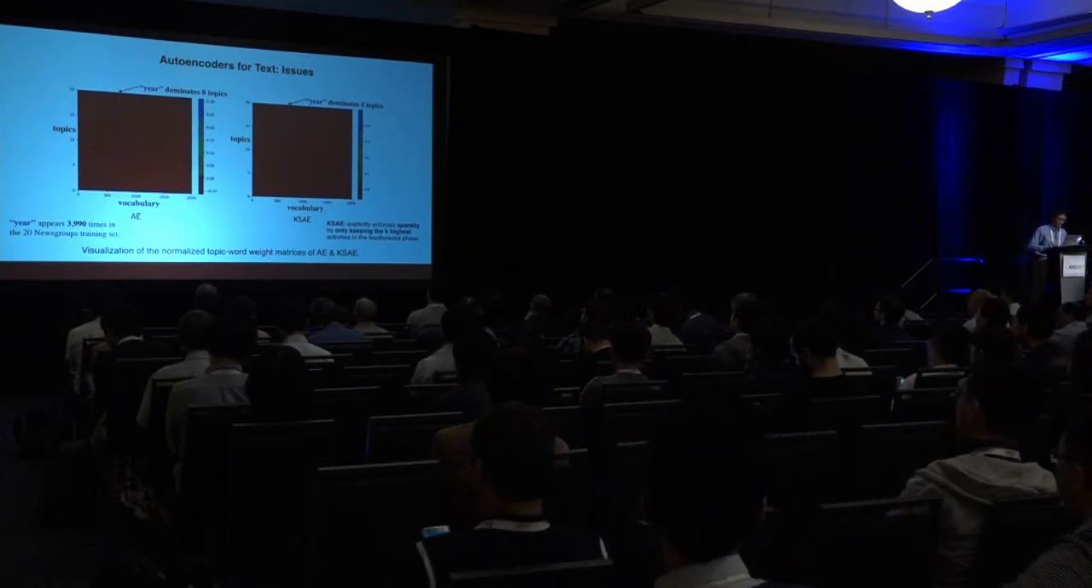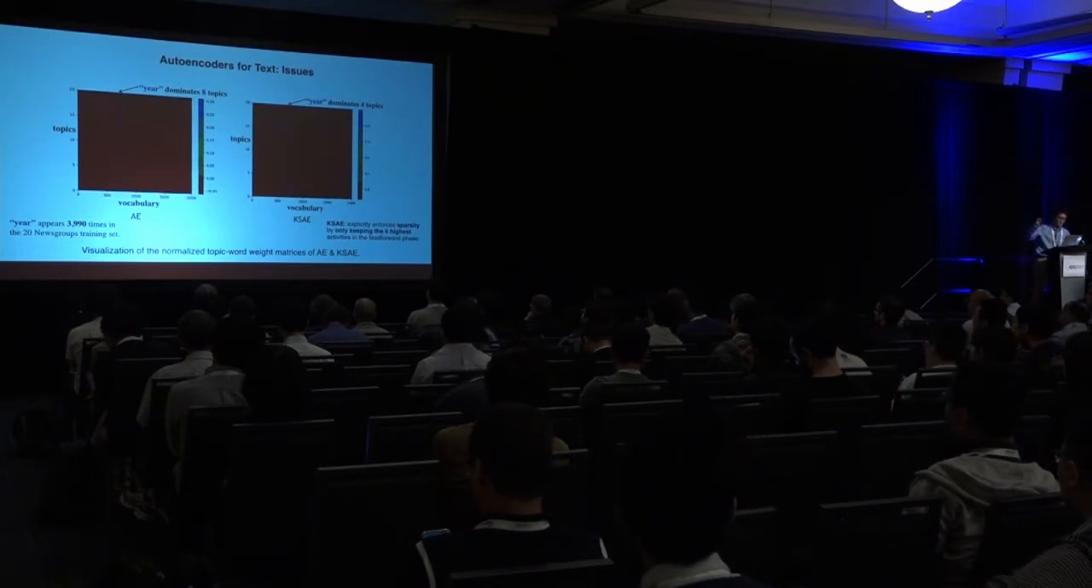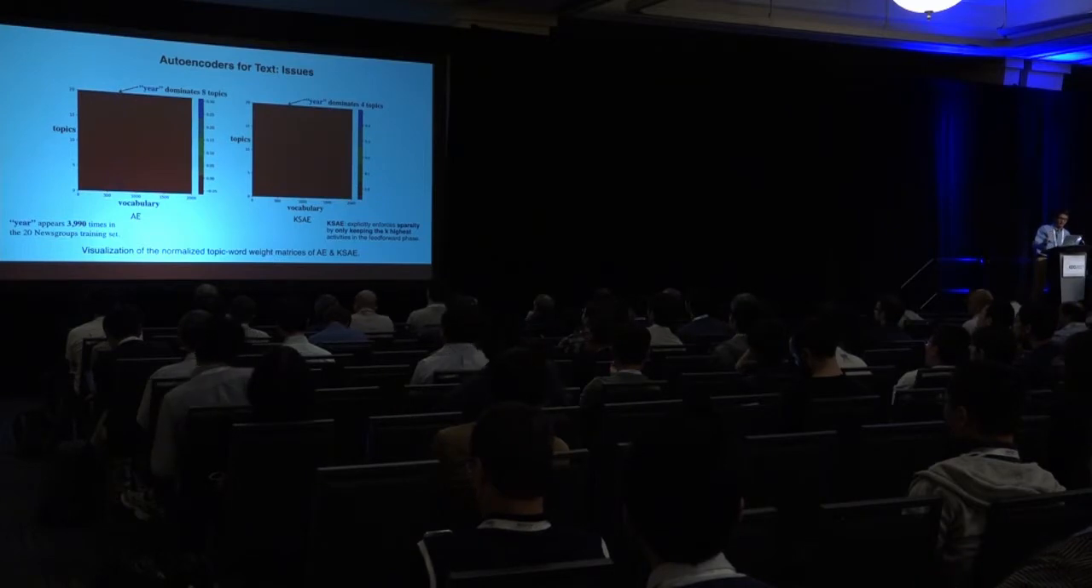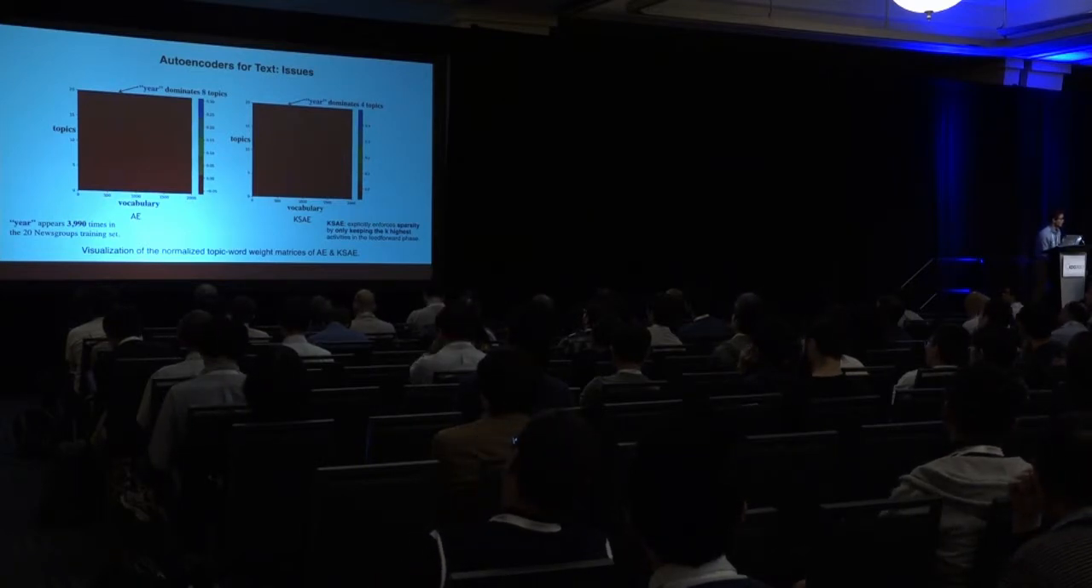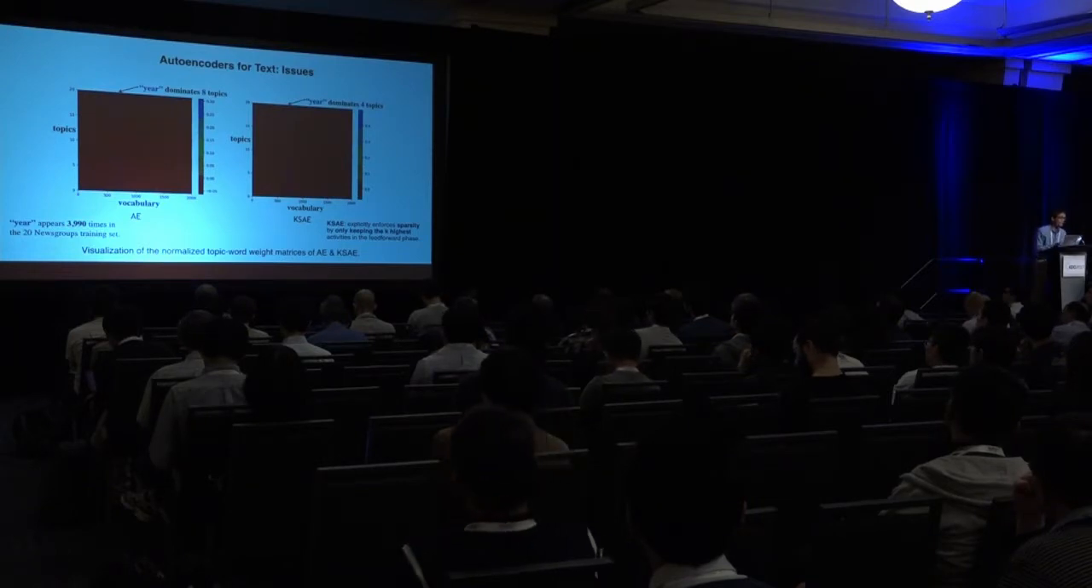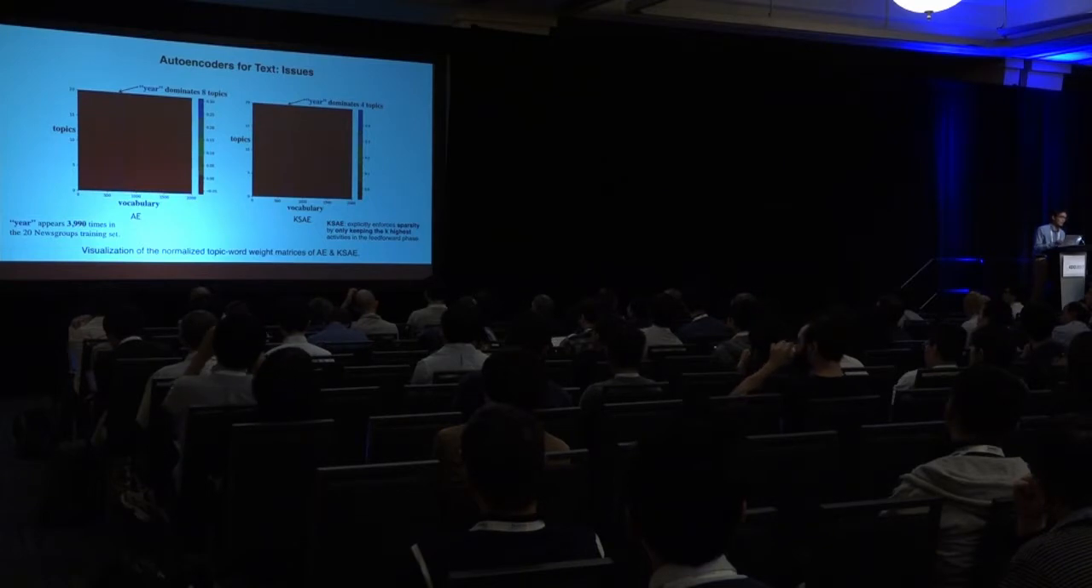And if you view the pictures horizontally, you'll find that the extracted topics are not that distinctive from each other, or we say they are not quite diverse. So here we only show the results of AE and KSAE, but we observed similar results from other variants of autoencoders like denoising autoencoders and contractive autoencoders.